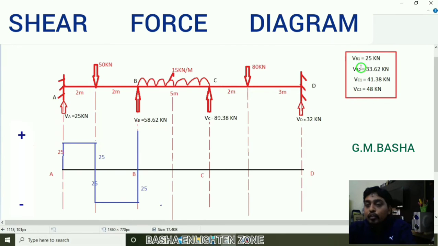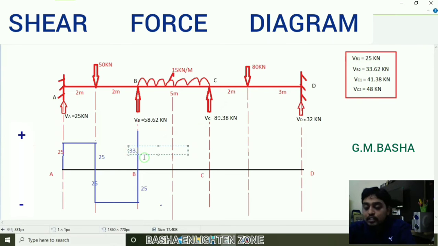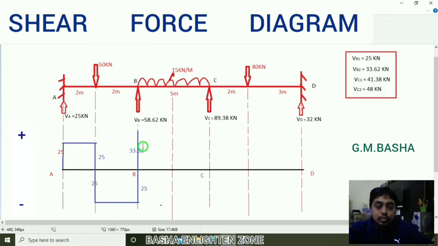See here, your VB1 equal to 25 kilonewton, VB2 equal to 33.62. If you subtract 25 from this 58.62, then you will get this 33.62. Friends, while calculating vertical reactions in this procedure, you will get a checkpoint like this. From here to here I am drawing upward 58.62. From here to here it will be VB1, which is 25 kilonewton, and here to here it will be 33.62, which is VB2. If you add these two, 33.62 and 25, you will get this 58.62. Okay, I think you will get a clear point on this, how to calculate this directly.